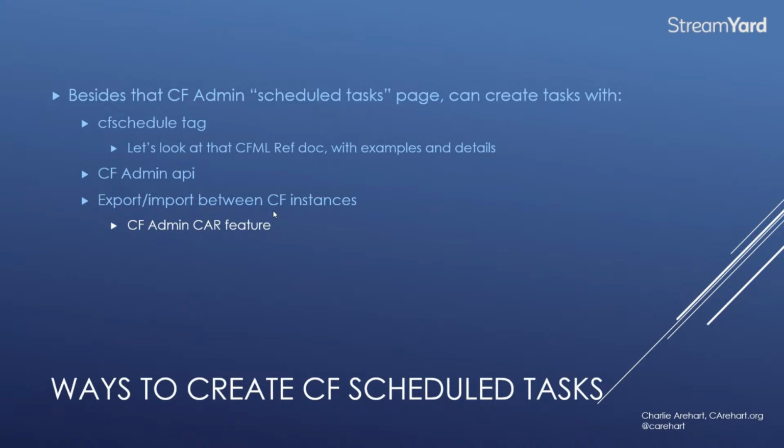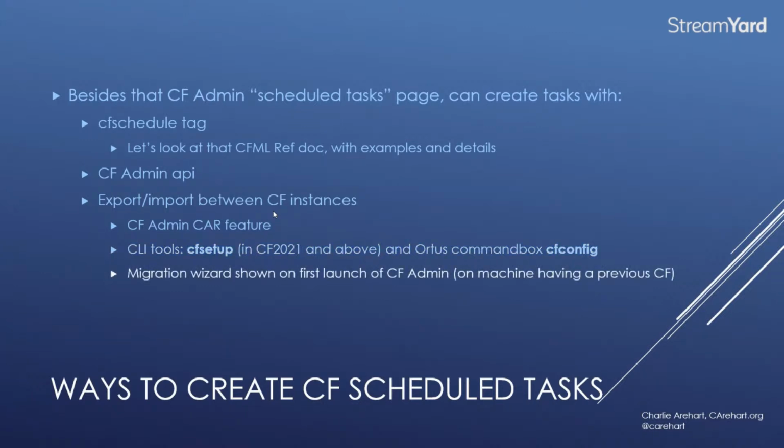And the ways to export things include the CF Administrator CAR, or ColdFusion Archive feature, or in CF 2021 and above, there's a command line tool called CF Setup. And then, as I talked about last week, there's also Ortus's CommandBox CFConfig tool. So any of these tools can help you build scheduled tasks. And there's still more alternatives, including Ortus one. But that's not what we're talking about right now. We're saying, how do we create CF scheduled tasks?